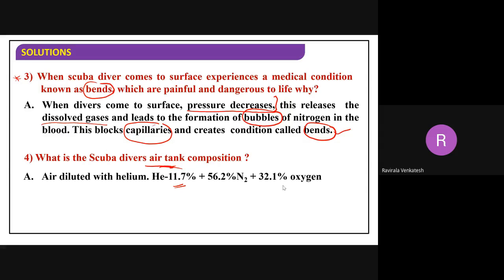Neha S. absent. So I am putting absent for Neha S. Nidhi? Nidhi also absent.